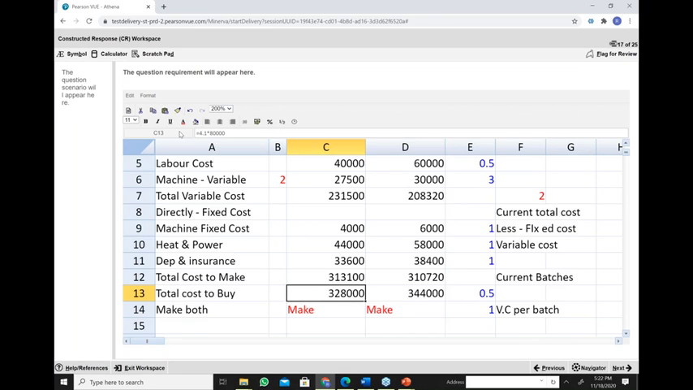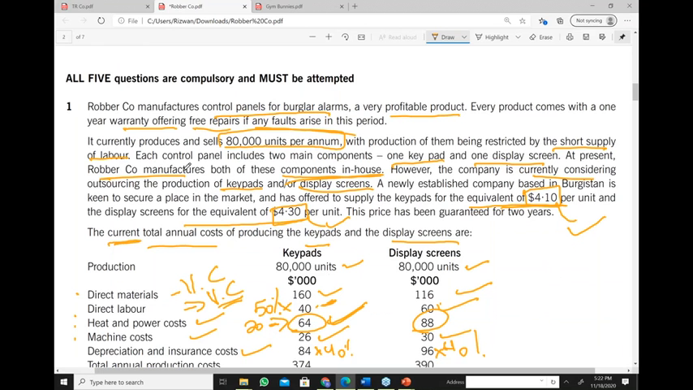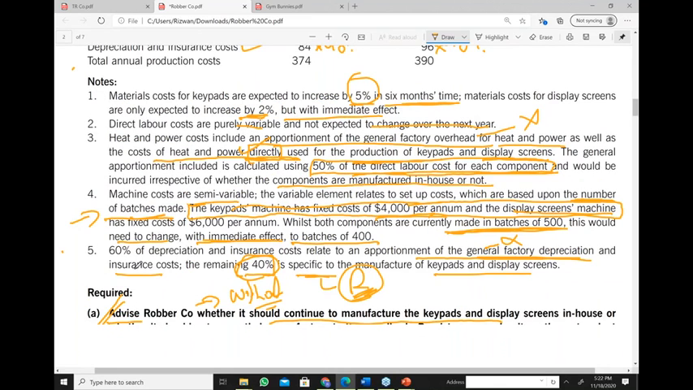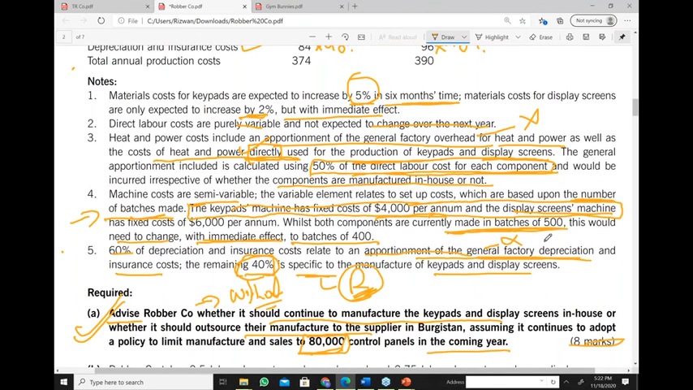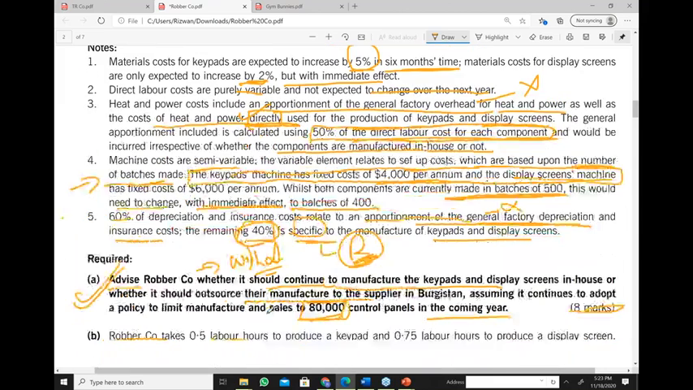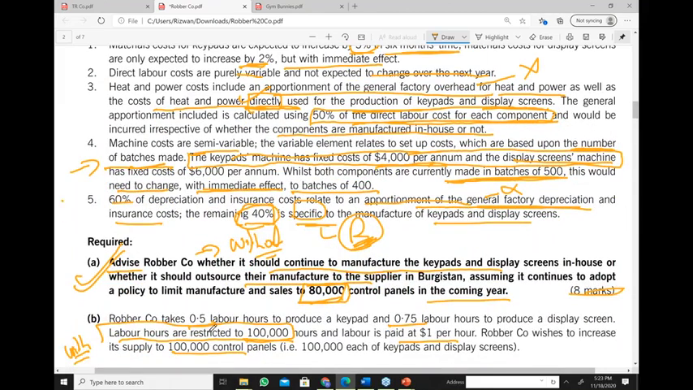Depreciation and insurance, Amir, is very simple. The question did mention here that 60% related to apportionment of general factory depreciation, which is general, which is something not relevant. It's general, okay? So you have to take a specific one. So specific was 40%. So we'll just take that fixed cost that is directly attributable, okay? That relates to that product only. Clear? Right. So we are done with this first part of 8 marks with a complete marking scheme. I hope this is clear to all of you.